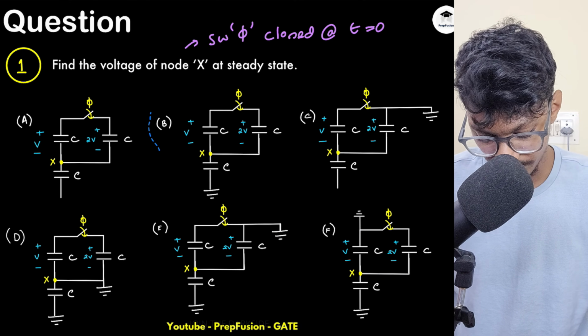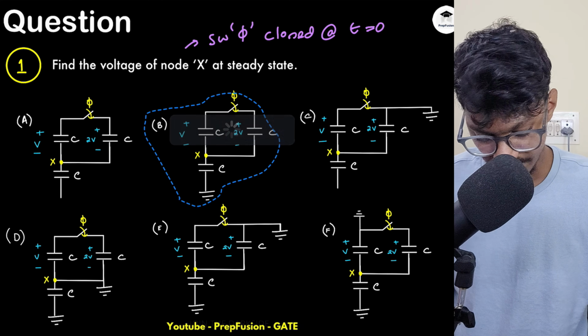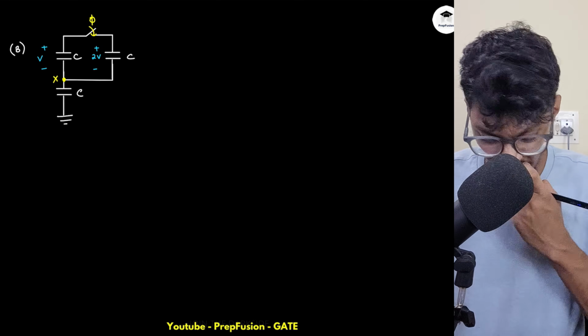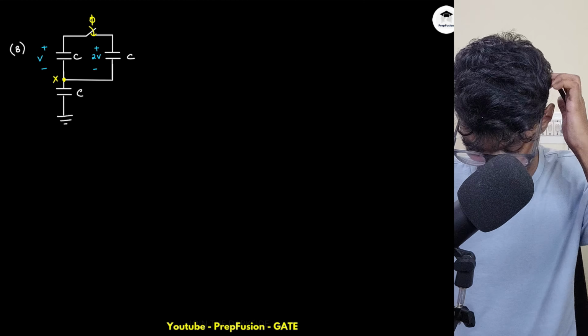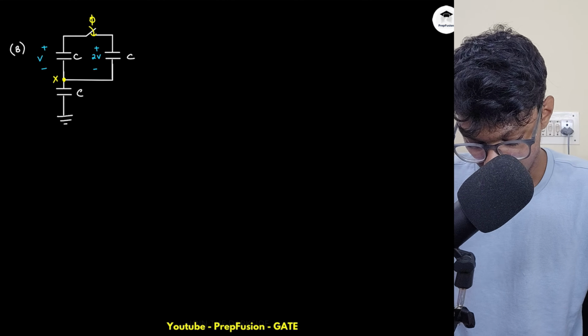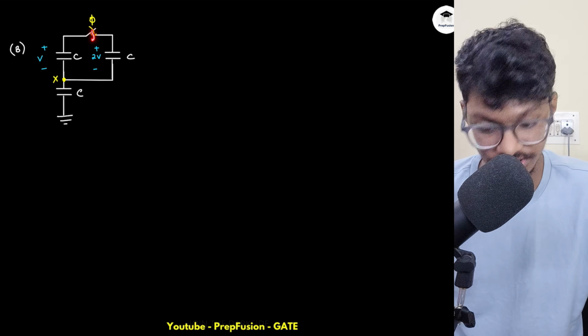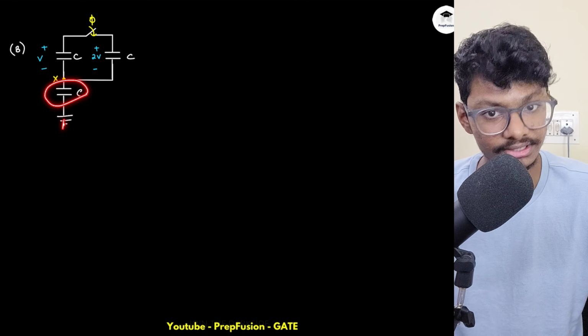Let's solve for the next one. It will be a bit simpler, because here they have given us a ground. Now I will use the same equation as before. Before closing the switch, can any charge transfer happen to this capacitor? Now there is a ground here as well.